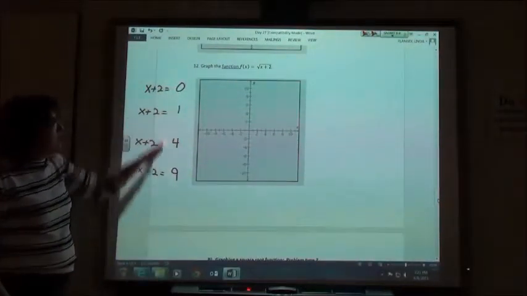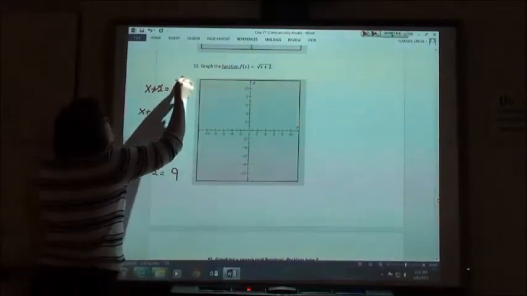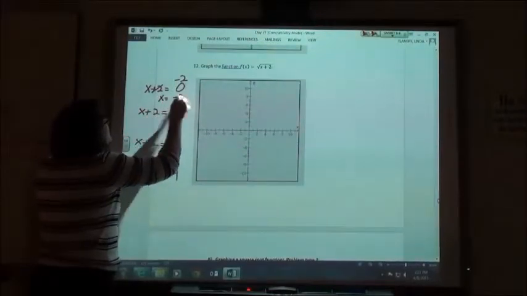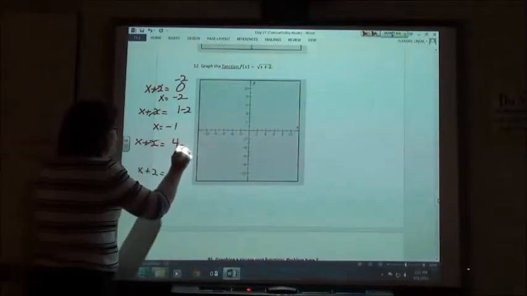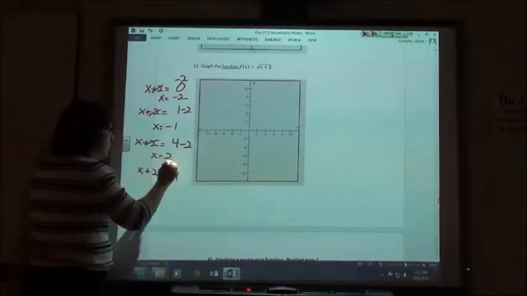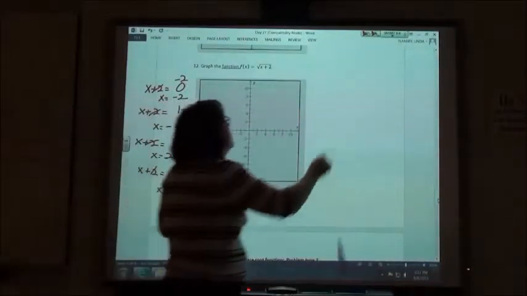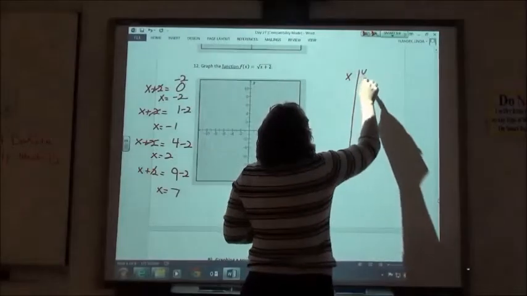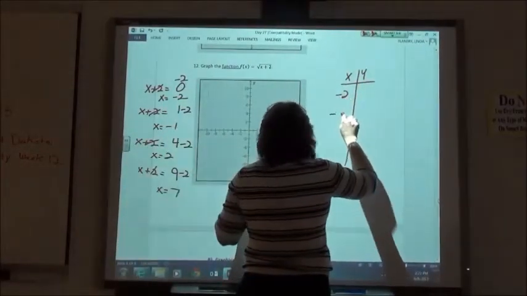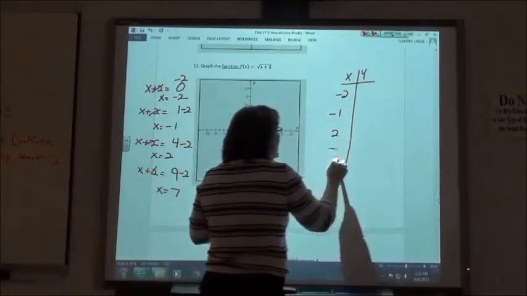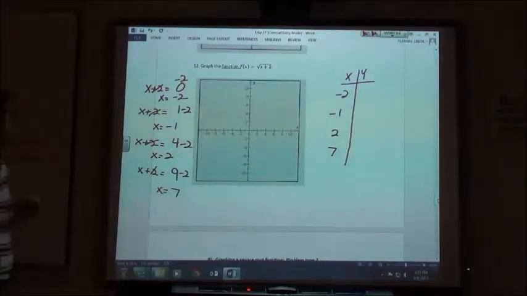So always using those end numbers and then solving for x. So here I'm going to minus my 2. x is going to equal negative 2. Here I'm going to minus 2. x equals negative 1. Minus 2. x equals 2. Minus 2. x equals 7. So in my table of values, I'm going to use negative 2, negative 1, 2, and 7. And all of those should give me answers that come out to nice perfect squares.